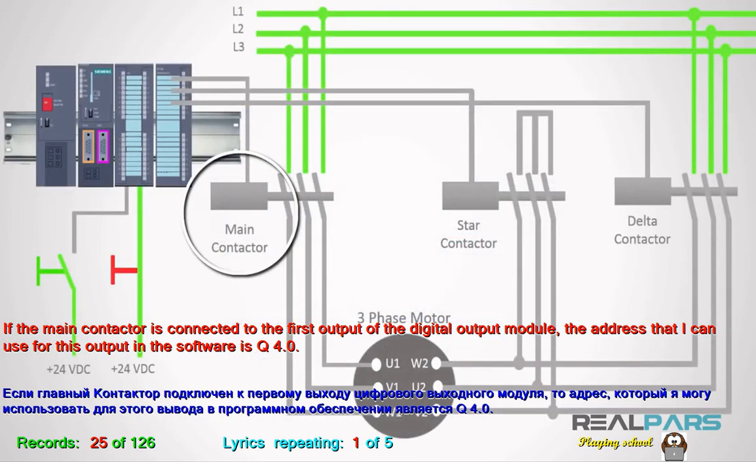If the main contactor is connected to the first output of the digital output module, the address that I can use for this output in the software is Q4.0.